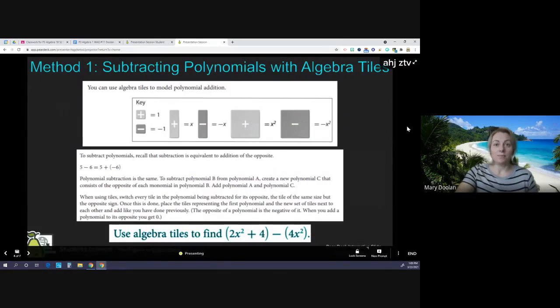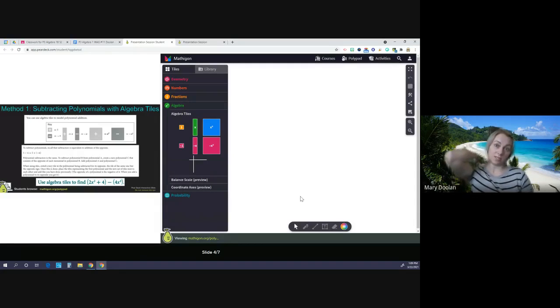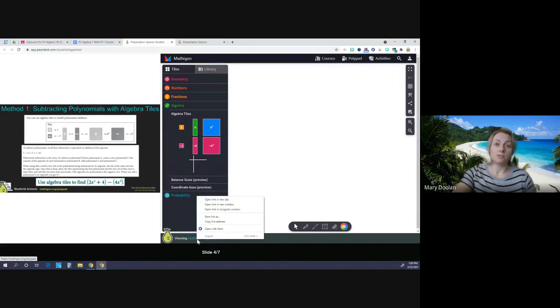All right, so this is our first method. Again, we are using that website with algebra tiles. Right now you are on a split screen in your Pear Deck, where you have the Mathigon Polypad open, along with the Pear Deck slide that we're on. This is one of those sites that you can bookmark. I haven't done it yet, but I'm going to do it right now so I don't forget.